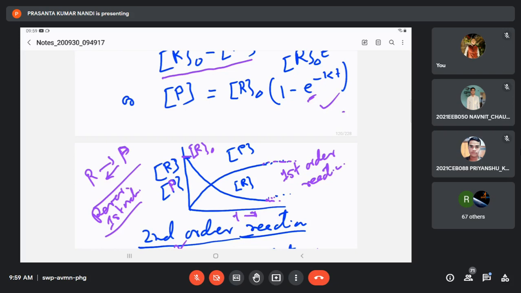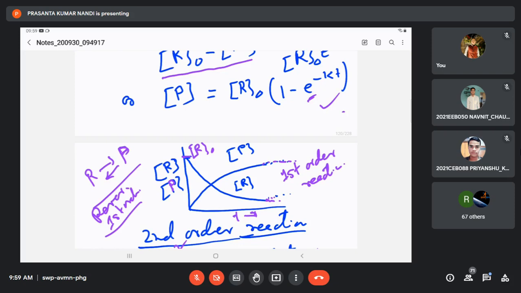R equals R0 into e to the power minus kt, that we have plotted. And we also plotted the second equation, that is product equals R0 into 1 minus e to the power minus kt. That is, product concentration increases. Look at the trend of the curve: as t increases, product concentration gradually rises to the limiting value of R0, and reactant concentration gradually falls up to what? Now, there is no question of zero. That is the point I am addressing here.